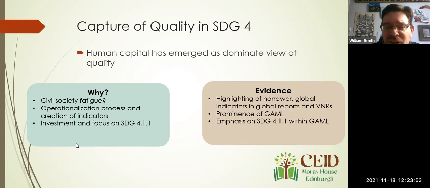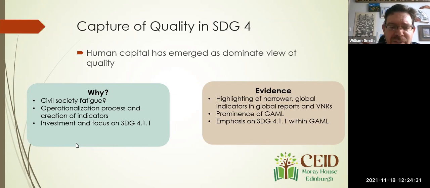We have the prominence of the Global Alliance to Monitor Learning. This is a subgroup within UIS that's focusing on creating indicators for all SDG targets that include learning, but within GAML, there's really an emphasis on SDG 4.1.1. So we see large investments in GAML by organizations like DFAT in Australia or the FCDO in the UK or the Hewlett Foundation. But within GAML, even though it's supposed to cover multiple SDG targets, it really only focuses on SDG 4.1.1.